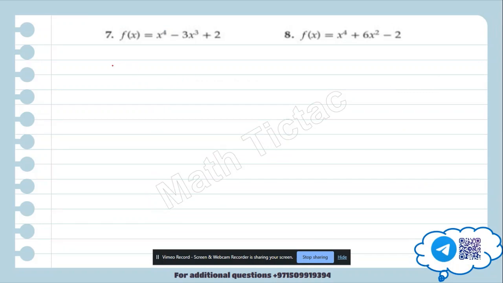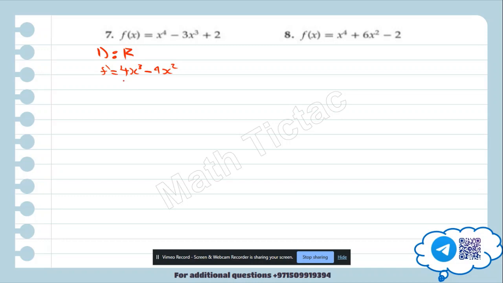Okay, so in here, as we have learned before, this is a polynomial function. So for finding the critical numbers, I will directly go and find the domain. Since we are talking about a polynomial function, that means the domain is all real numbers. Then moving to the next step, which is finding f prime. The derivative of x to the power 4 is 4x cubed. Then the derivative of minus 3x cubed is minus 9x squared. And the derivative of 2 is equal to 0.